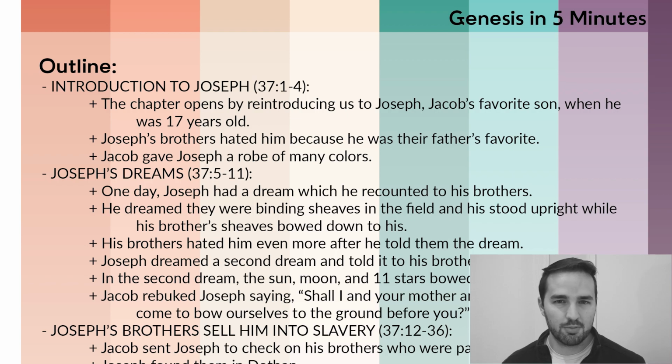So then thinking about our outline, the first section is just an introduction to Joseph. We've heard his name before, but really this is where we get introduced to him. The chapter opens by telling us that Joseph was the favorite son of Jacob, and that he was 17 years old when the events of this chapter took place.